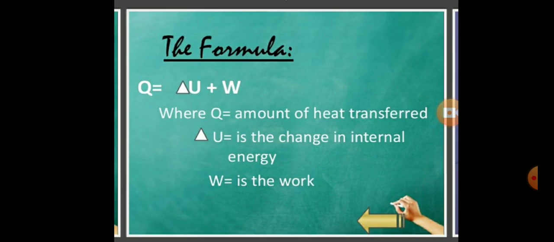So today is up to this. Hope that you understand the first law of thermodynamics. Next we will discuss the second law of thermodynamics and its consequences and related problems.